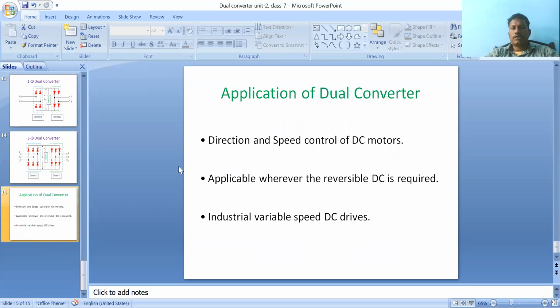Finally, the applications of the dual converter. The first application is direction and speed control of DC motors. The second application is wherever reversible DC is required. The third application is industrial variable speed DC drives. So these are the three applications of the dual converter.